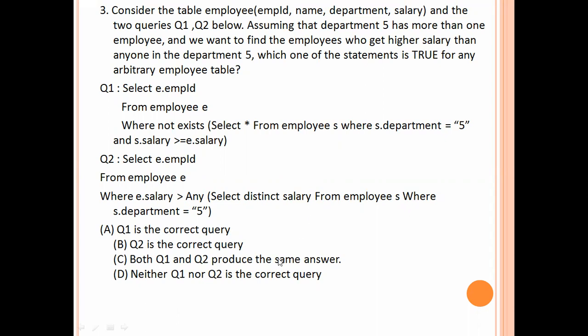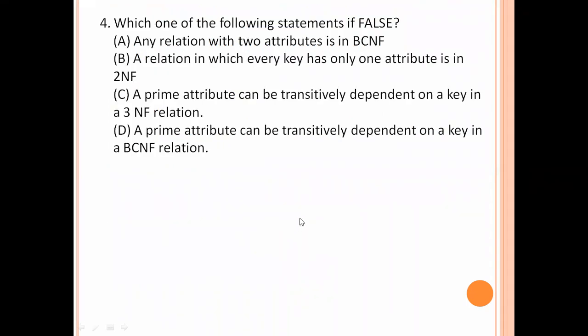Next one. Which one of the following statements is false? Any relation with two attributes is in BCNF: this is true. A relation in which every key has only one attribute is in 2NF: also true. A prime attribute can be transitively dependent on a key in a 3NF relation: also true. A prime attribute can be transitively dependent on a key in a BCNF relation: this is false. So option D is the right answer.